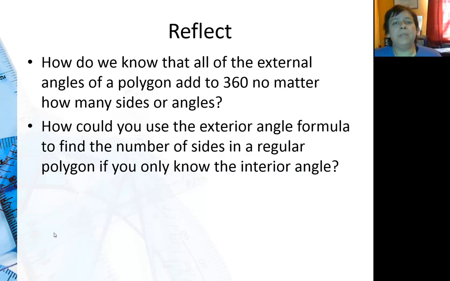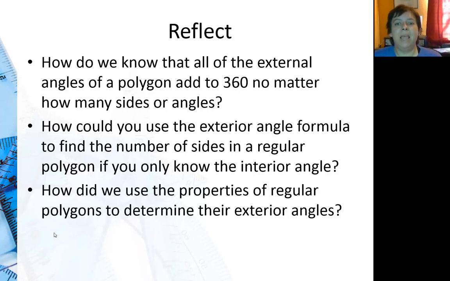How could you use the exterior angle formula to find the number of sides in a regular polygon if you only know the interior angle? You need to be able to substitute not just into the right side of a formula, but also the left side. And how did we use the properties of regular polygons to determine their exterior angles? I could show that same formula that all the angles add up to 360 for any polygon, but it's a bit more complicated. It's much easier to work with a regular polygon where we know all the interior angles are congruent and all of the exterior angles are congruent.